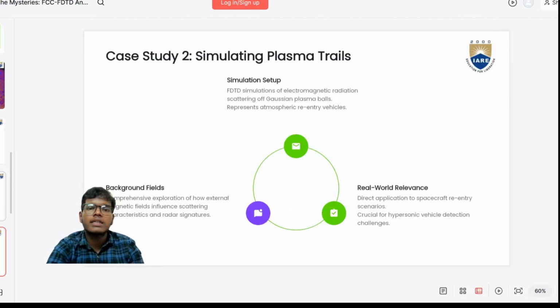Now, this is the second case study, simulating plasma trails. In this, there are three simulation setups. First, FDTD simulation of electromagnetic radiation scattering of Gaussian plasma balls, representing the atmosphere around re-entry vehicles. The second is the background fields, a comprehensive exploration of how an external magnetic field influences scattering characteristics and radar signature. Real world relevance: direct application to spacecraft re-entry scenarios, crucial for hypersonic vehicle detection challenges.